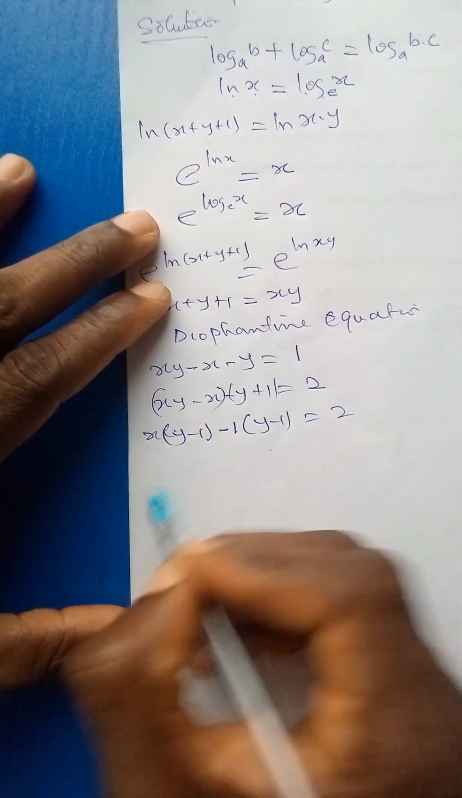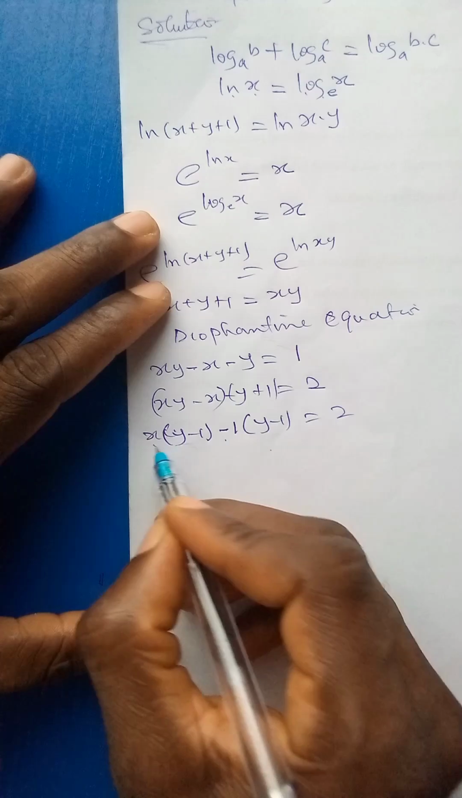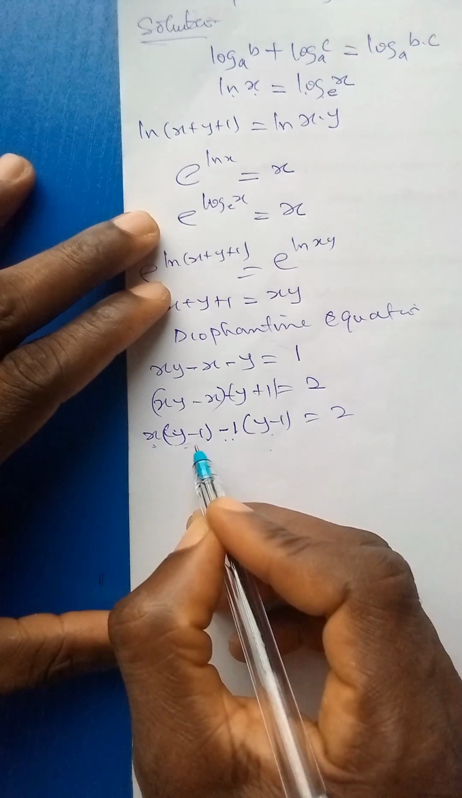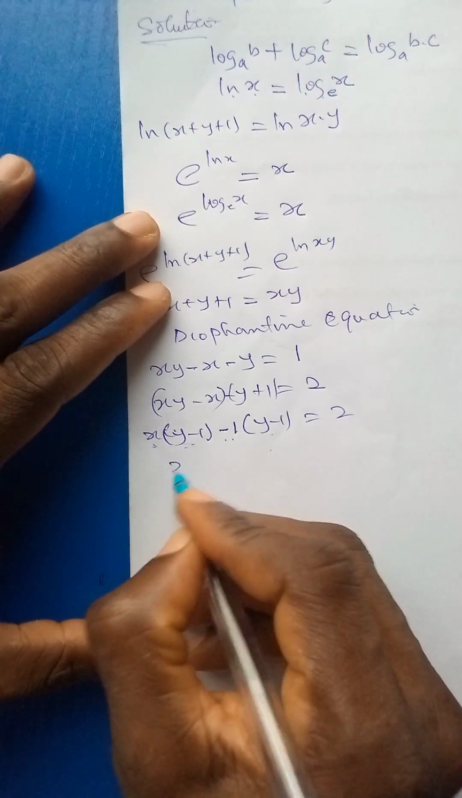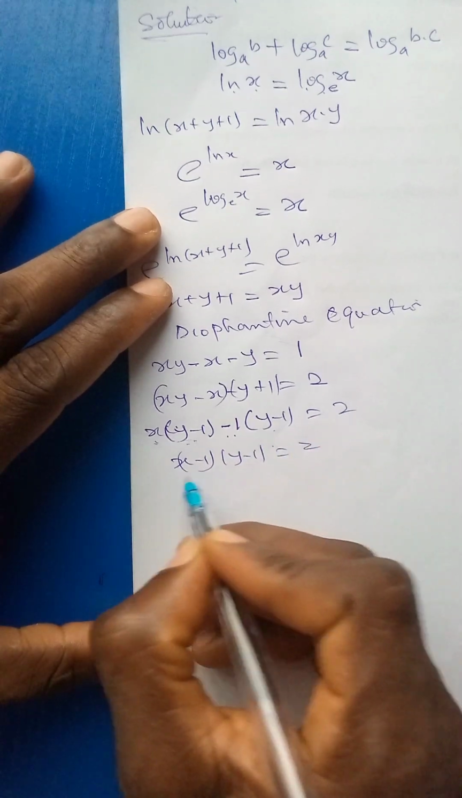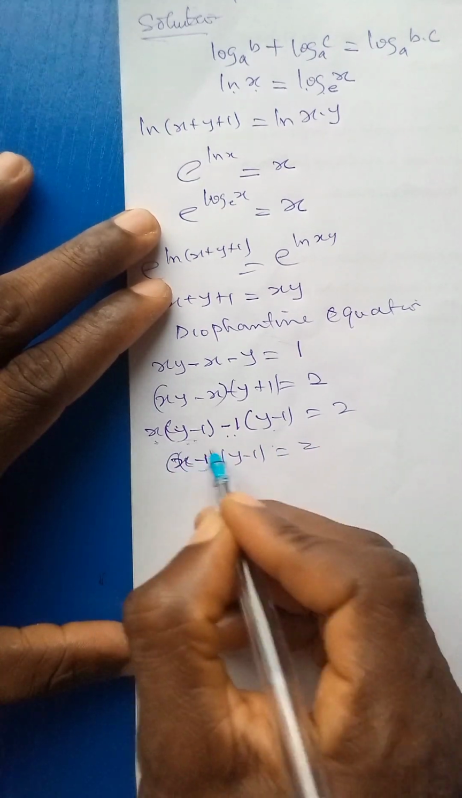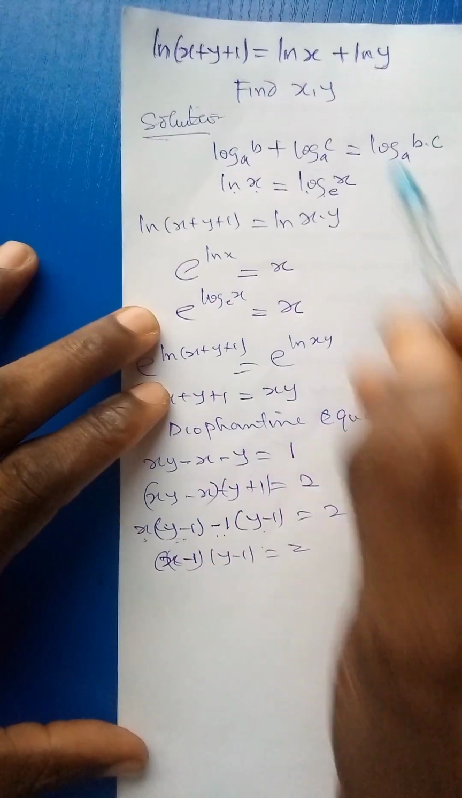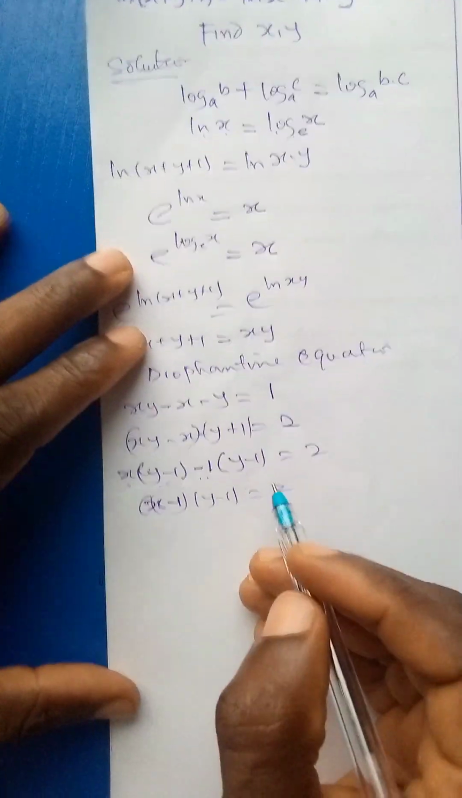So we see these two terms are the same. So I will put these other ones in a bracket while taking one of them. So (x - 1)(y - 1) = 2. Take note that I'm writing the x - 1 term first because we are asked to find x comma y.